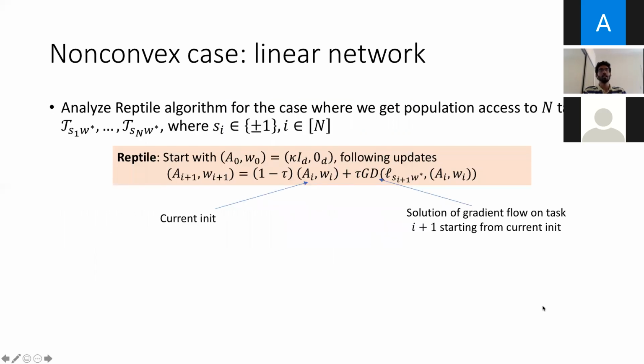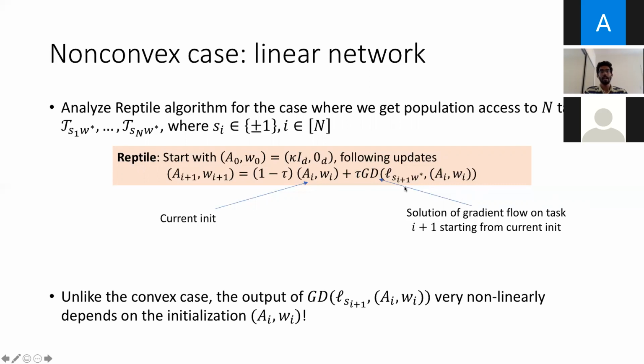Right. And for the Reptile algorithm, we're going to assume that Reptile gets population access to capital N tasks. That is, it exactly knows the distribution for those tasks, and it does the usual updates: the new initialization is going to interpolate between the current initialization and the output of gradient descent from the current initialization on the new task. And unlike in the convex case, the output of gradient descent for this two-layer linear network heavily depends on the initialization. And that is, in some sense, going to be exploited.